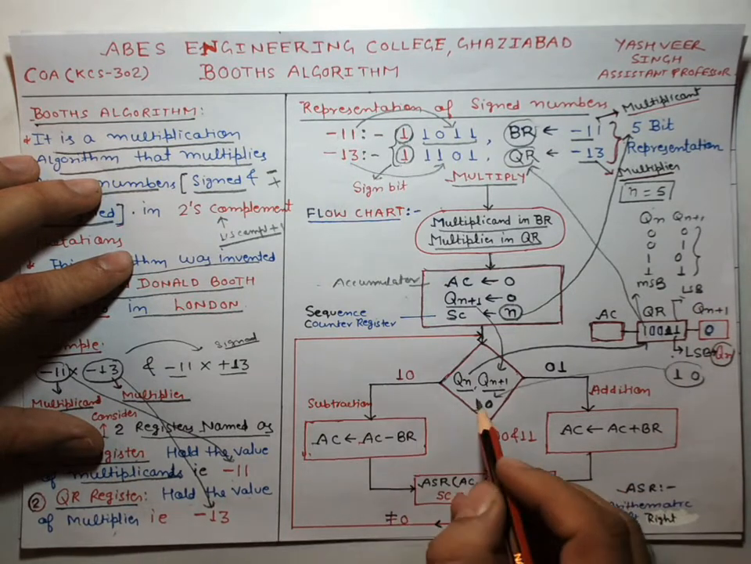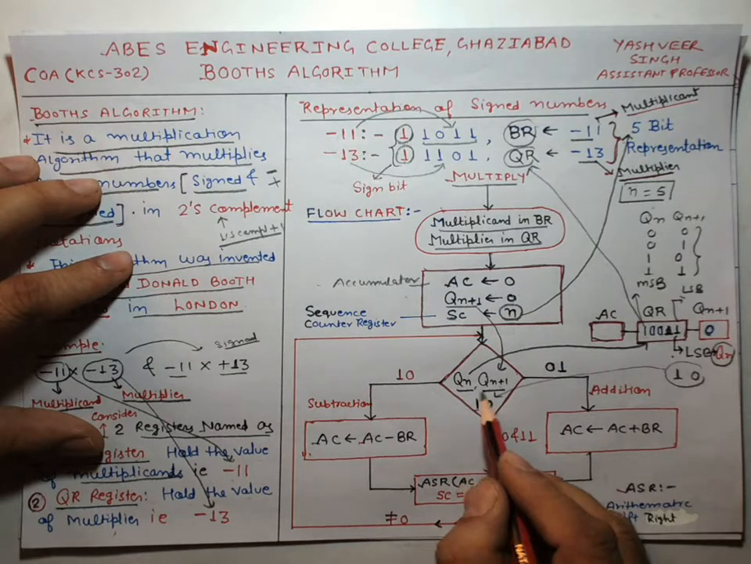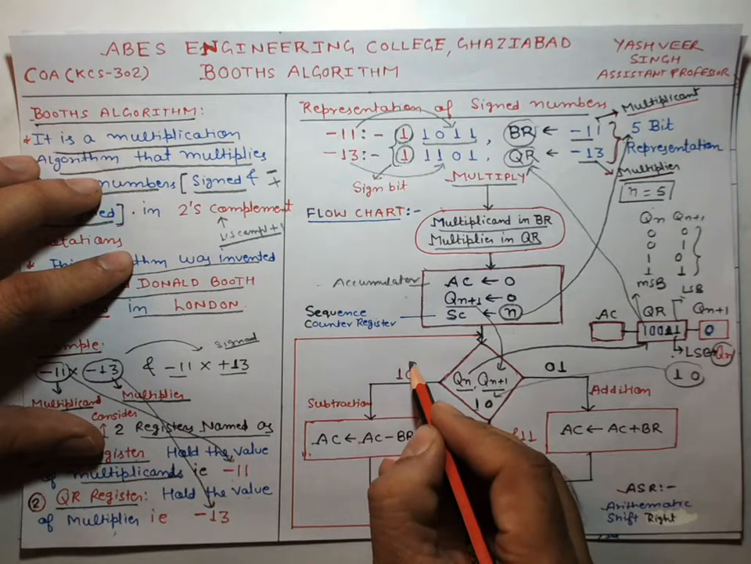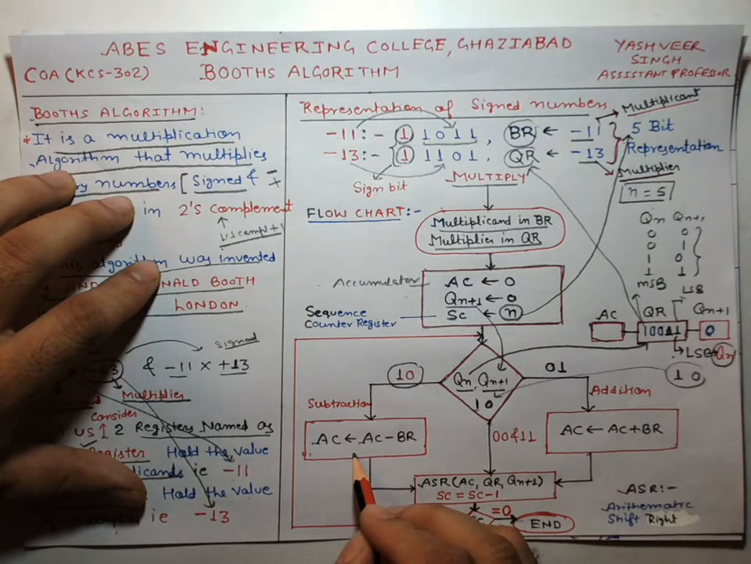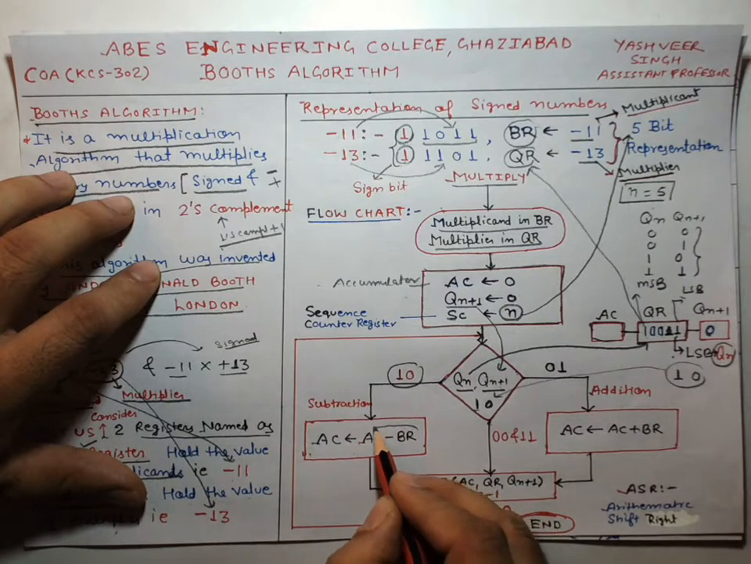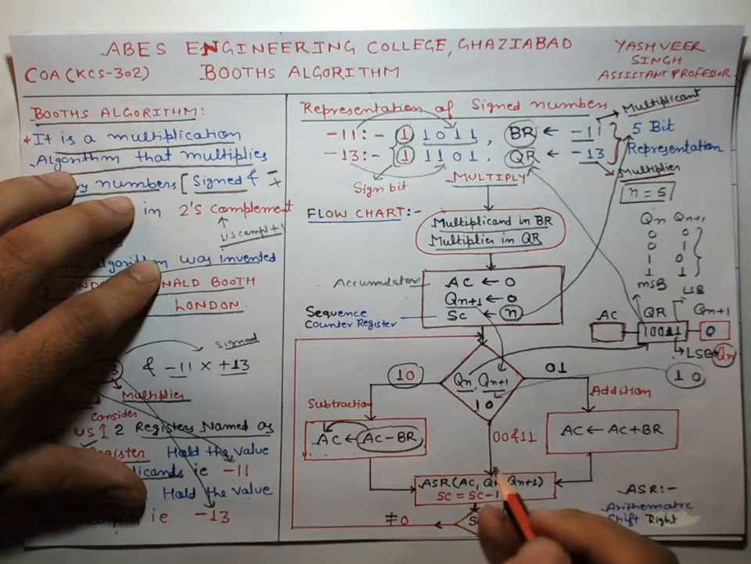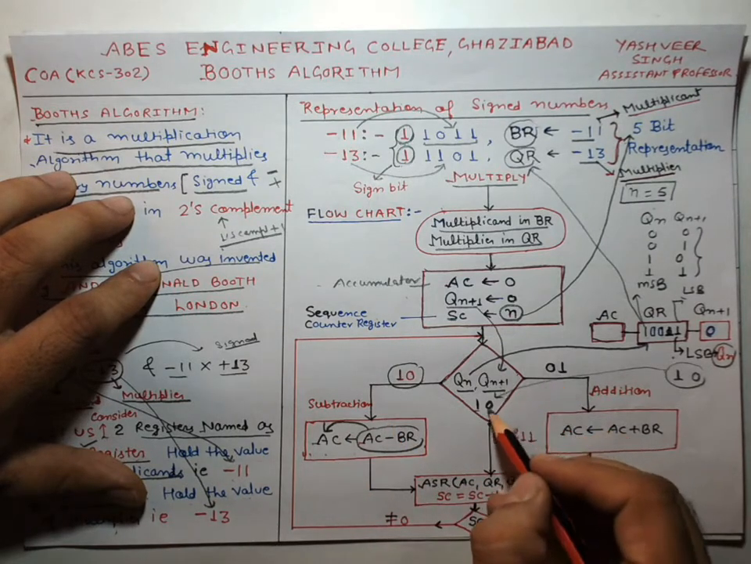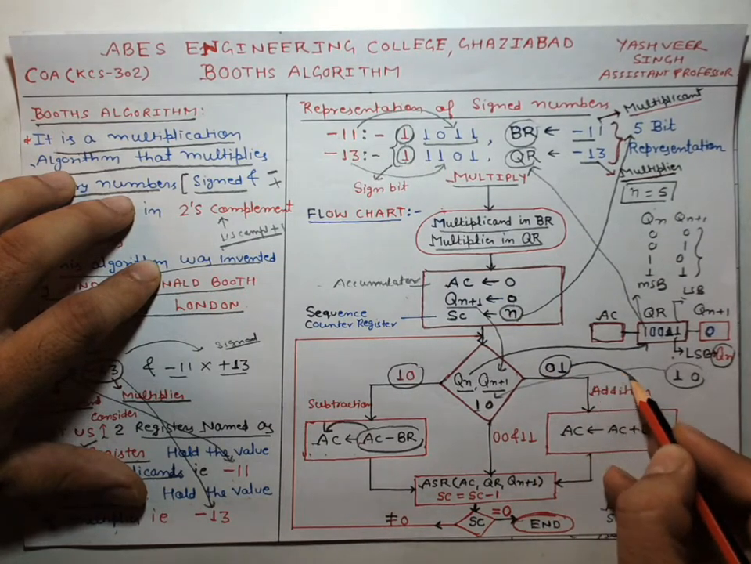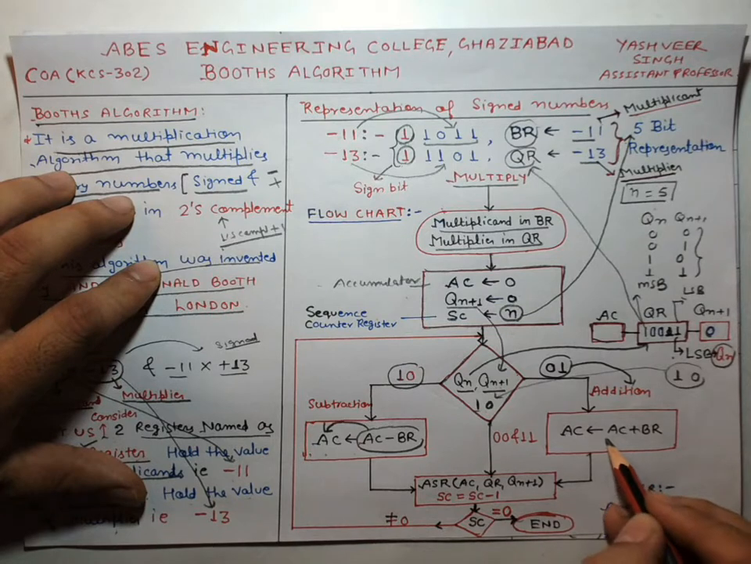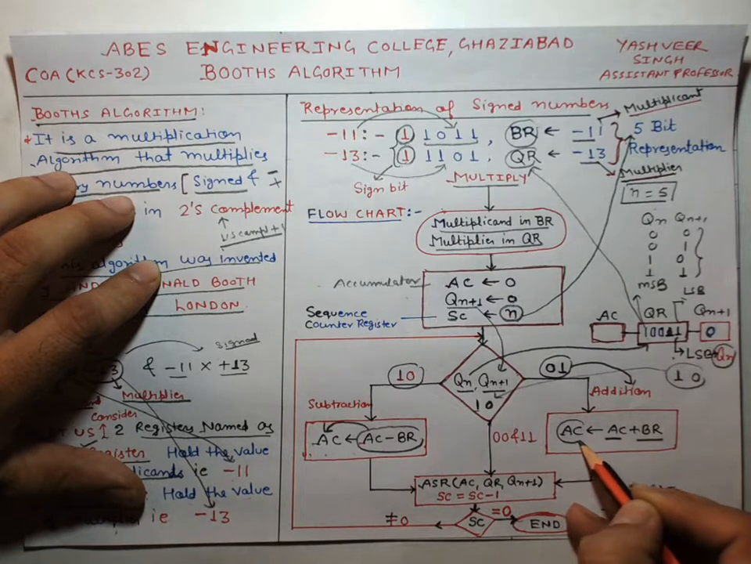If the output of the decision box, in the form of Qn and Qn plus 1, is 10, then we will go to this step. The value of accumulator minus BR is stored in the accumulator. If the output of this decision box is 01, then we will go for addition. Addition means the value of accumulator plus BR register is stored in the accumulator register.